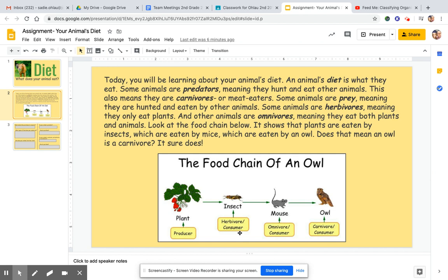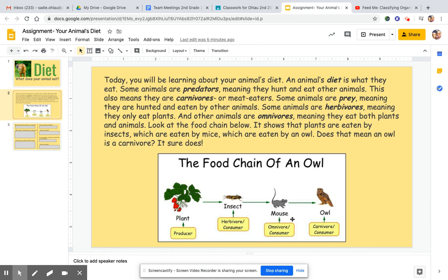Consumers are anything that get their food from without making it on their own. Plants make their own food from the sun. Insects, mice, owls, every other animal is a consumer. It eats other things, right? So this insect is an herbivore because it eats plants, and the mouse eats the insect. That makes it an omnivore because mice also eat plants. They eat both plants and animals.